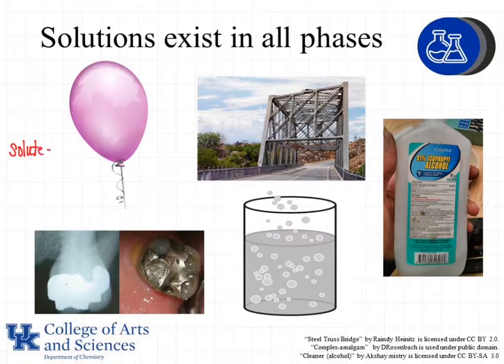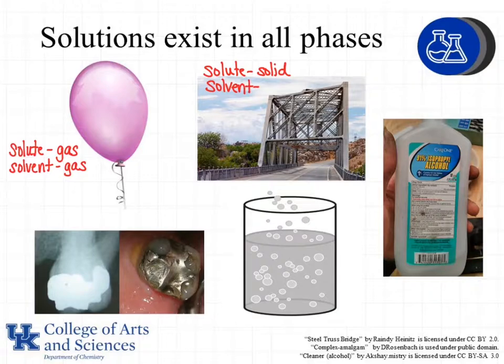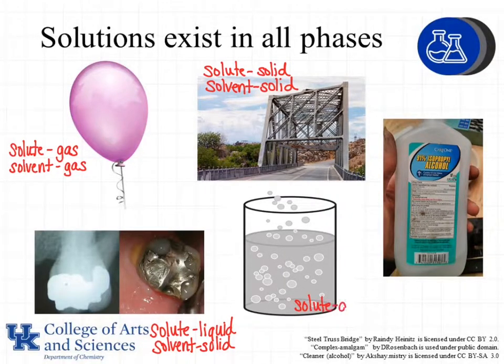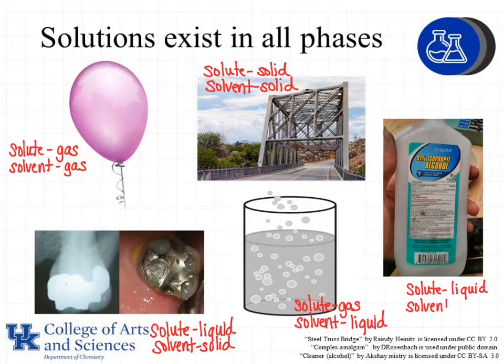For example, in the air around us, the solute is a gas and the solvent is a gas. In steel, the solute is a solid and the solvent is a solid. In a mercury filling, the solute is a liquid and the solvent is a solid. In soda or carbonated drinks, the solute is a gas and the solvent is a liquid. And in a substance such as isopropyl alcohol, the solute is a liquid and the solvent is a liquid.